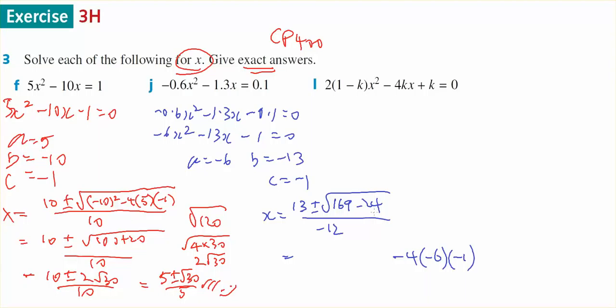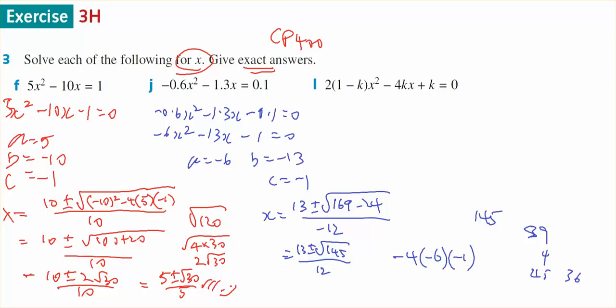169 minus 24 is 145. Does 9 go into 145? No. So 9 doesn't, 4 doesn't, 25 doesn't, 36 doesn't. So I'm going to say I've got 13 plus or minus the square root of 145 all on top of 12, and I'm going to make that minus 13.